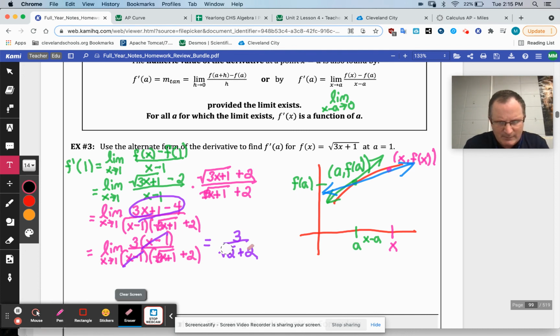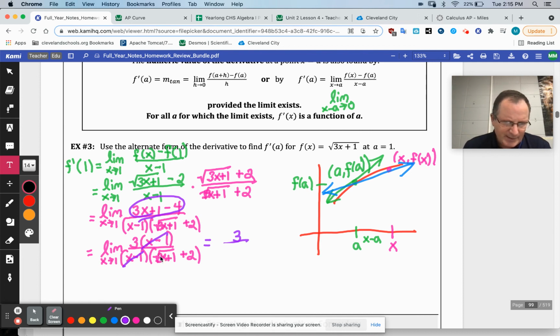Okay, clean this up. So sorry. Okay, back to the pen. I'm not making a new video, I just don't want to. So that was a 3x plus 1, right? So silly. So if I substitute a 1 in, that's the square root of 4. It's 2. It's 2 plus 2, it's 4. 3/4. That looks a lot better.